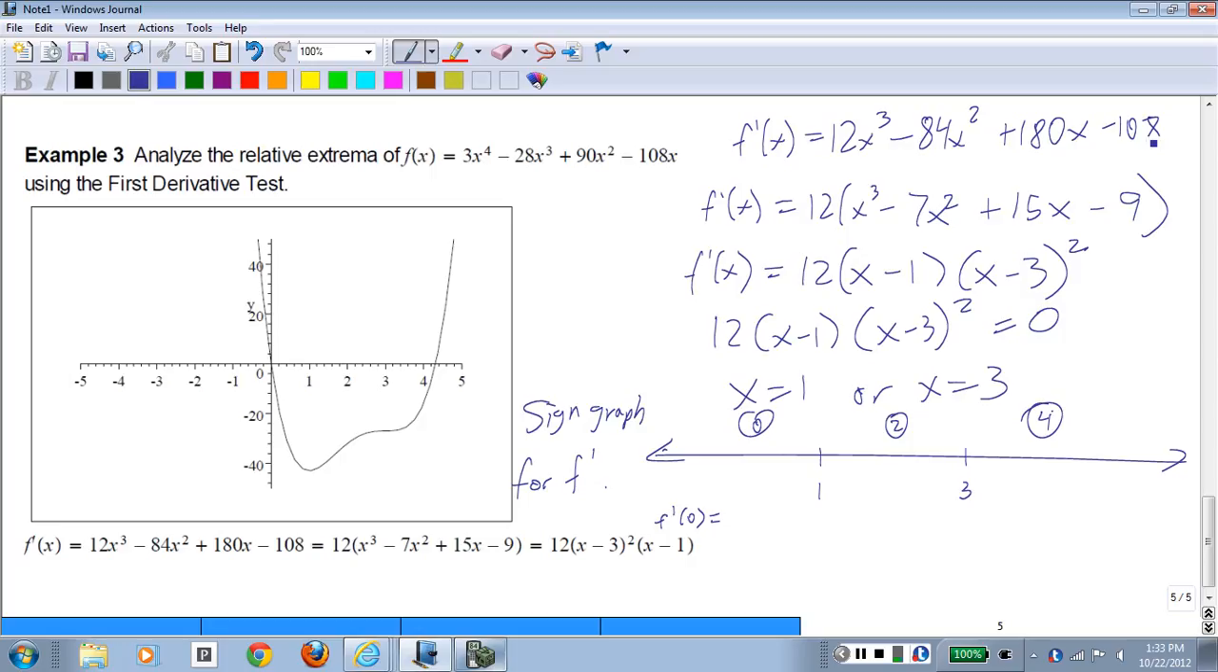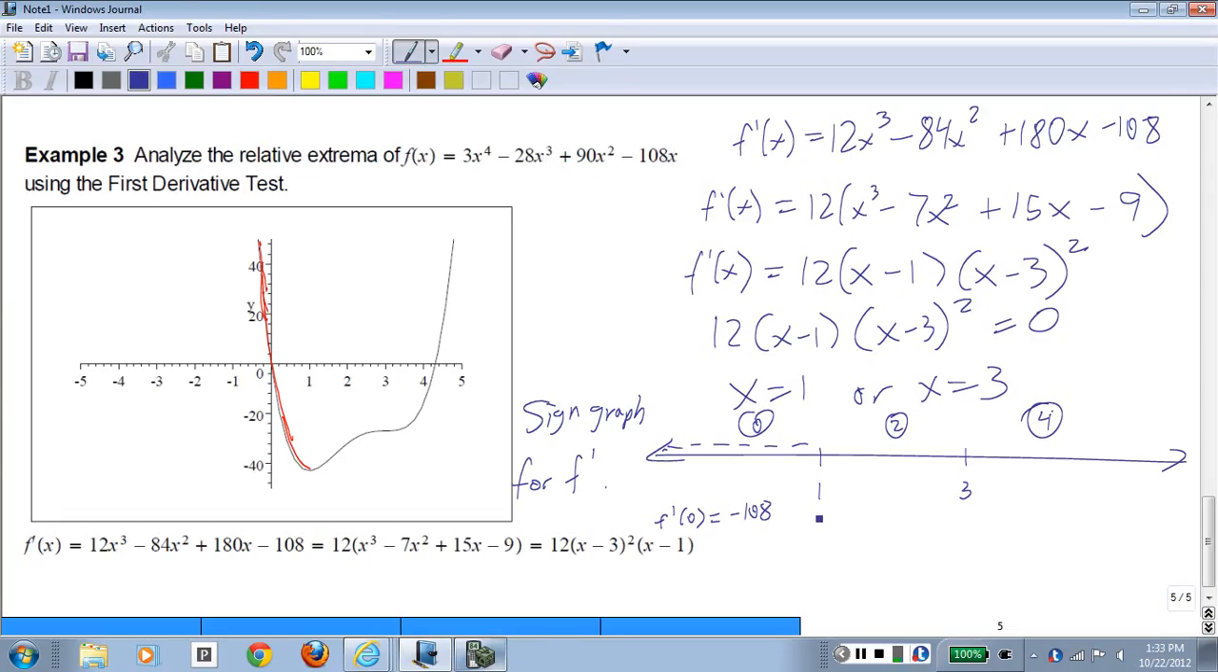I think the best place to go is the original and just say it's negative 108, because the 0 kills the first 3 terms and just leaves us with a negative 108. We could say 12 times negative 1 times the square of negative 9, but that's also negative 108. So the derivative is negative, and just by inspecting the graph, the function's decreasing throughout that interval from negative infinity to 1.